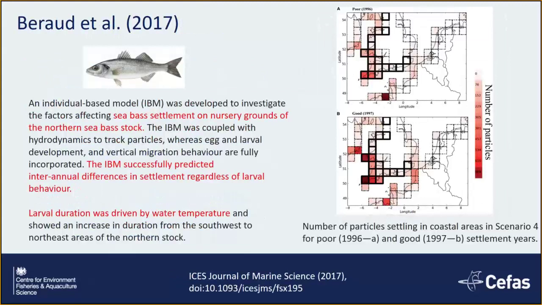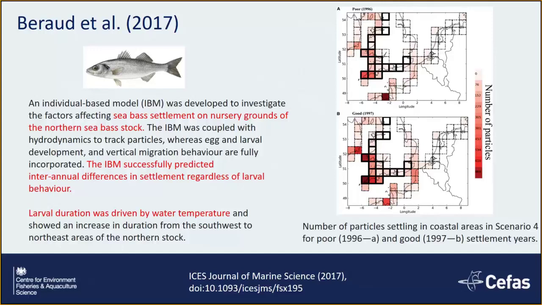And then finally, another one that's being done at CFAS on juvenile sea bass. Sea bass have an interesting life cycle: they have very specific habitat requirements for the nursery stages, on the coast. So we're trying to predict larvae settlement and the nursery stages. It's an individual-based model coupled to a physical model which tracks particles. During good years and bad years, you can see that the difference in the numbers of particles that are retained is heavily influenced by temperature.